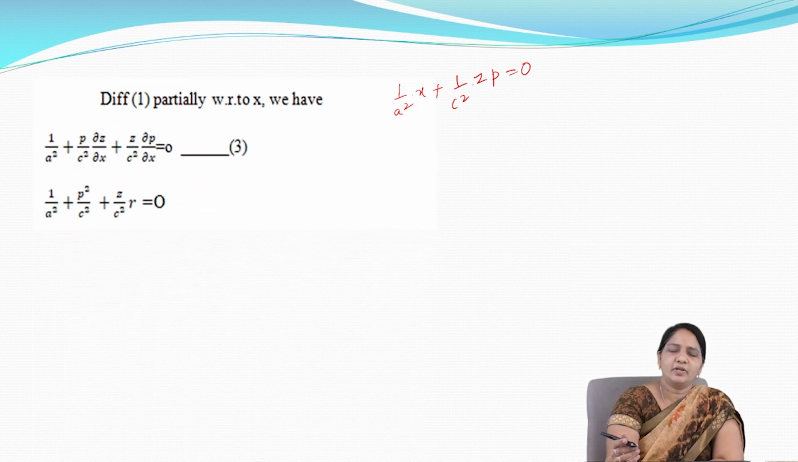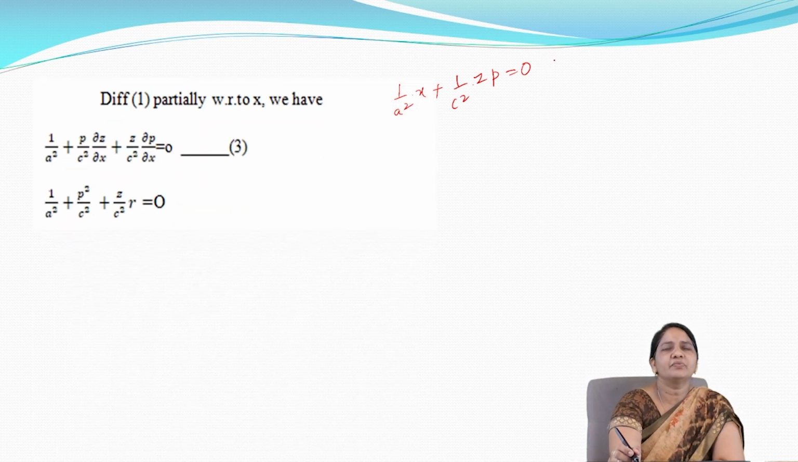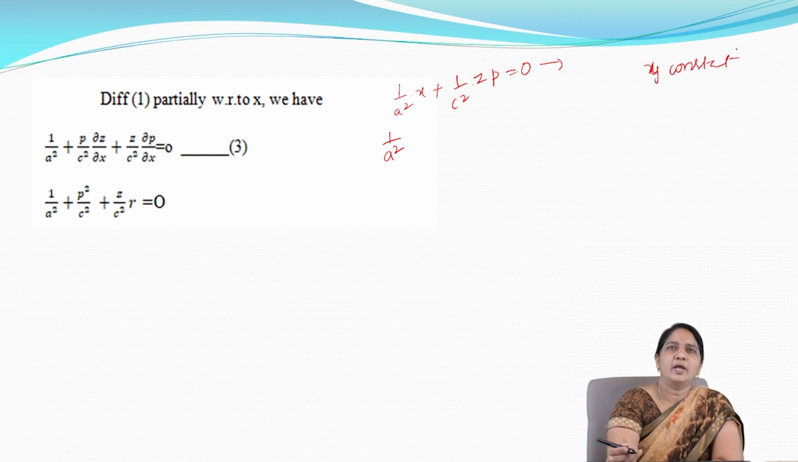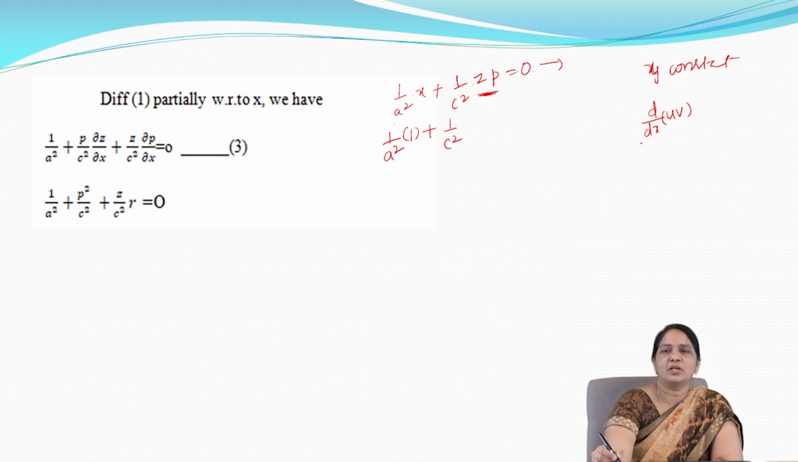So here I am doing partial differentiation with respect to x again for this equation. With respect to x, y is the constant. So 1 by a square is the constant, the derivative of x is 1, plus 1 by c square into, here the u into v form is there. I am going to apply the derivative formula d by dx of u into v equal to u v dash plus v u dash. That means u times the derivative of v plus v times the derivative of u.